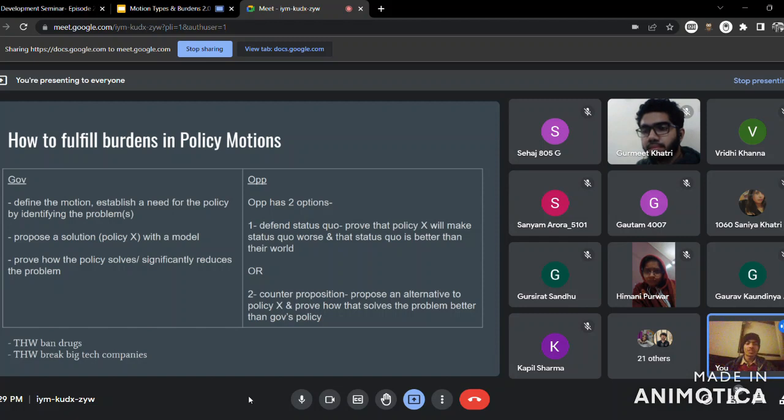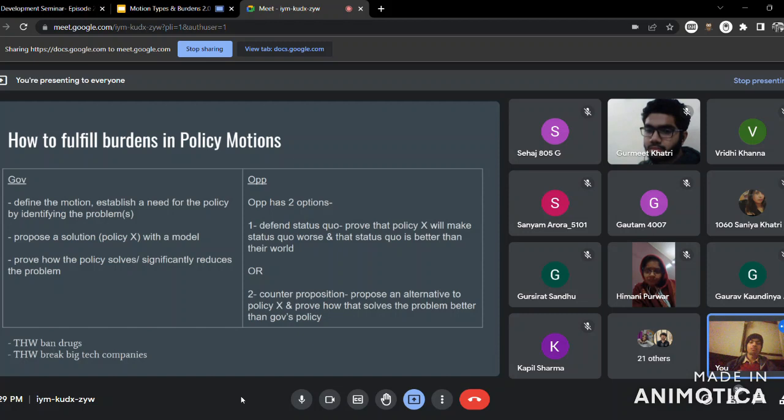So this is one of the things that opposition can do: that brother, we don't have to do anything about this problem, because what Gov is proposing is a disastrous measure for some reason. You also need to explain the reasons and prove why that policy is such a bad policy that will have implications which make the status quo worse, and therefore you prefer not doing anything as compared to doing policy X. That's one way to go about it if you are opposition.